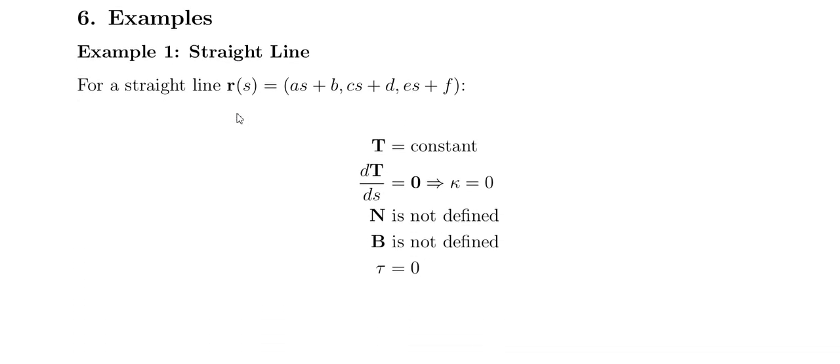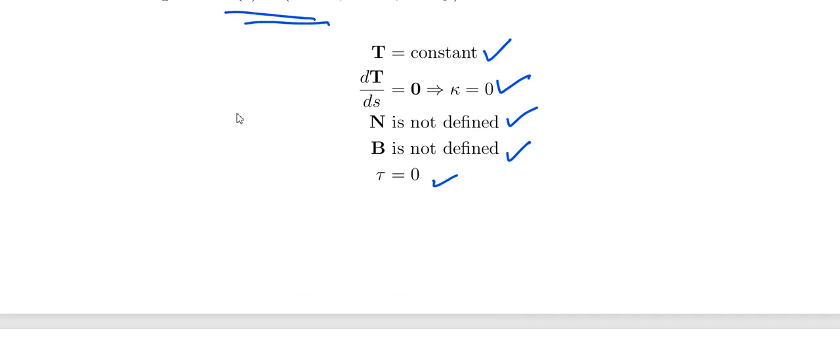Okay, for a straight line என்றது r of s equal to a s plus b, c s plus d, e s plus f. Okay, then tangent என்ன அப்படின்னு பார்த்தீங்கன்னா இதுக்கு that is called the constant, that is dr by ds. And dT by ds, இதனுடைய rate of change என்ன அப்படின்னு பார்த்தீங்கன்னா that is 0, that is kappa equal to 0. And N என்றது normal வந்து not defined for the straight line and binormal is also not defined for the straight line, and torsion is 0 for the straight line. Okay, that is a very basic idea, first example.